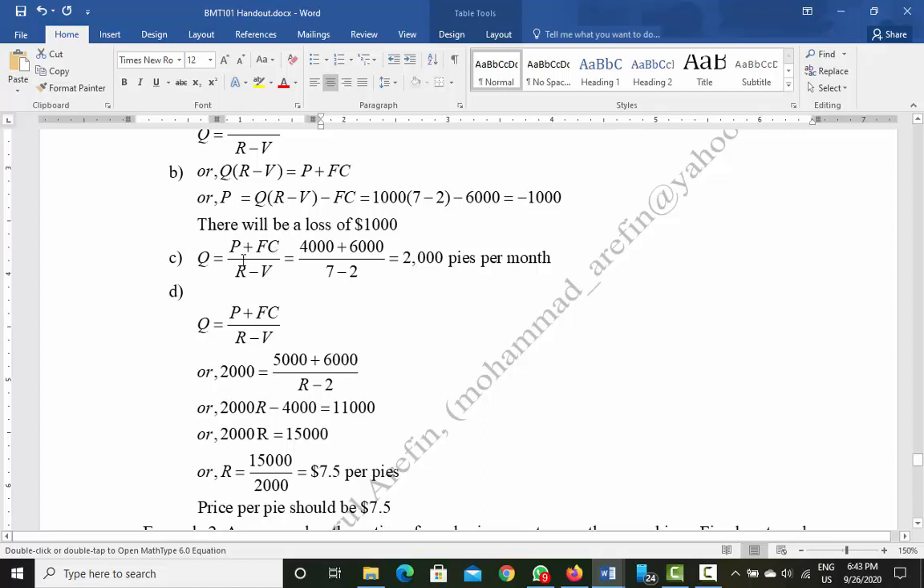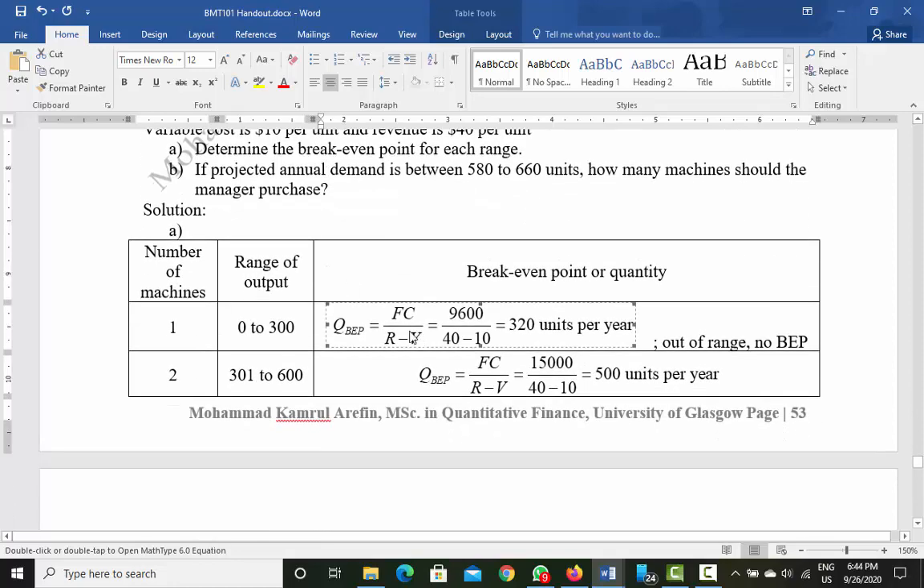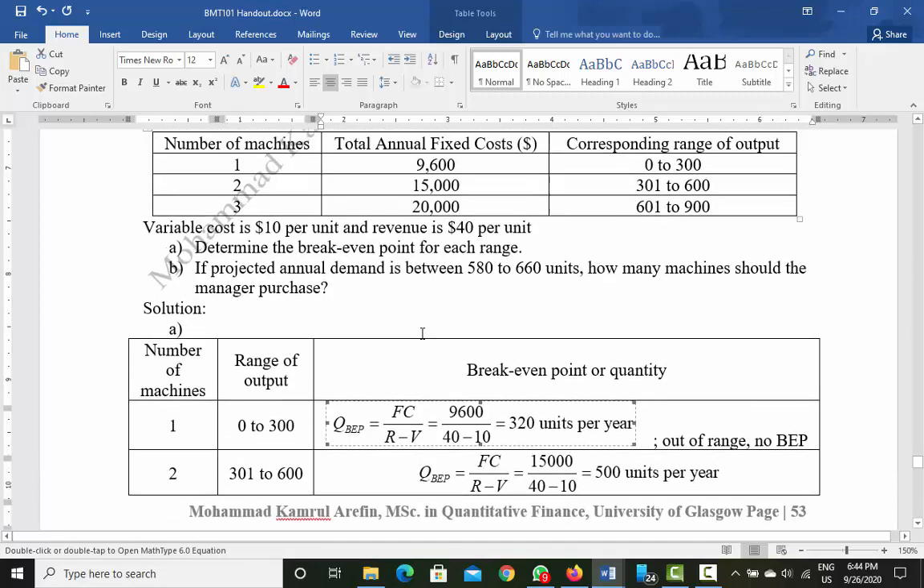But at break-even point, the value of P is 0. That means no profit. Break-even point means no profit, no loss. So the value of P will be equal to 0. So break-even quantity will be fixed cost divided by R minus V.